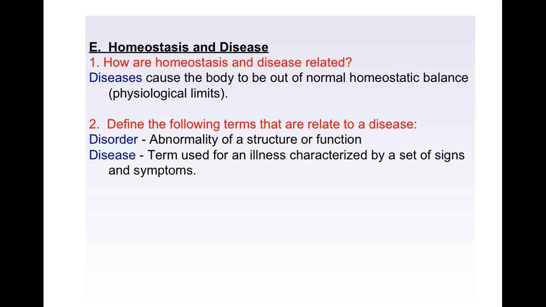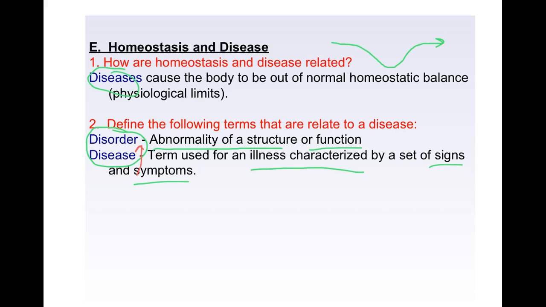Okay, homeostasis and disease. Basically, you need to know that diseases cause the body to become out of homeostasis, and then your immune system tries to return it back into a balance or homeostasis. Now, these two terms are very similar: disorder and disease. A disorder is just an abnormality of the structure or the function of a part of the body, like an organ. Where a disease is like an illness that is diagnosed by a set of signs and symptoms. Now, diseases can cause disorders.